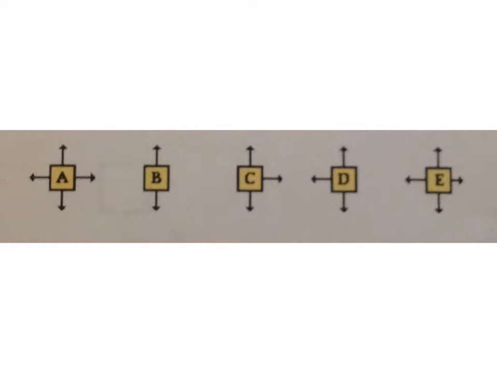So let's go through first and label which ones are balanced and unbalanced. For A, we have arrows going in every direction, and they all look about the same length. Since they are opposite and equal, this is definitely going to have balanced forces. For B, we don't have any left or right arrows, but our up and down arrows are equal and opposite, so this is also going to be balanced.